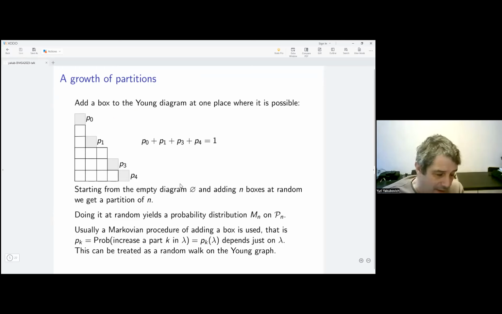And I will talk about a stochastic way of adding boxes. So in this example, we have 4 possibilities. So we need 4 probabilities that sum up to 1, and we add a box in different places with corresponding probability.